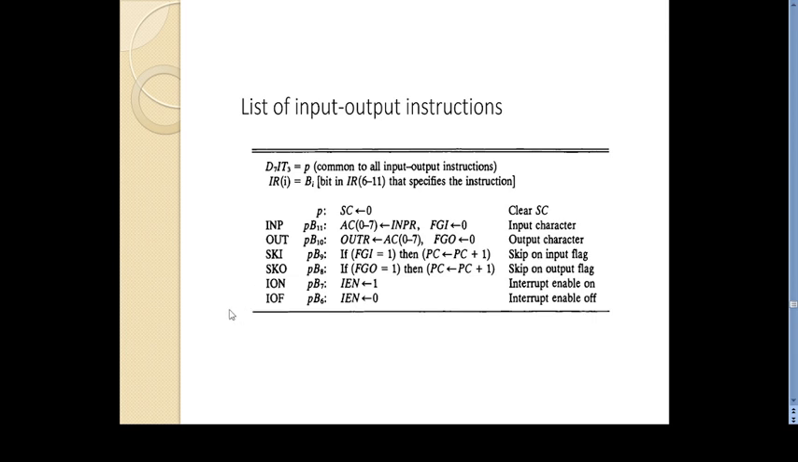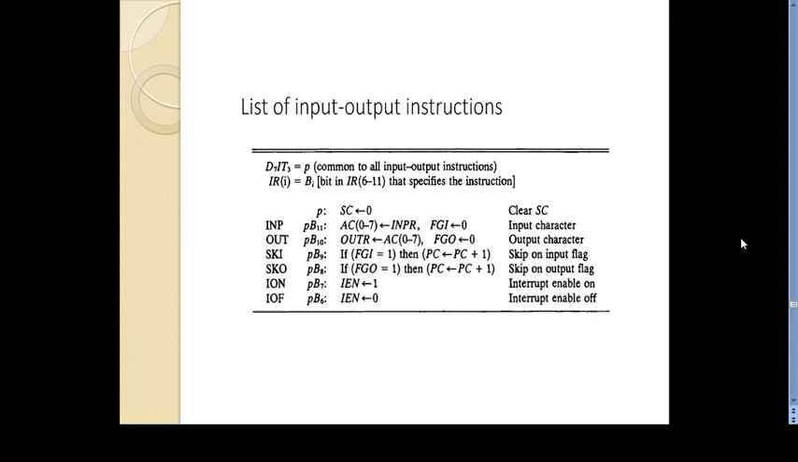The first instruction is INP, that is when i equals 11. So P B11. The INP instruction transfers the input information from INPR into the 8 low order bits of the accumulator. You can see here INPR, then an arrow to AC(0-7). So the low order 8 bits are transferred from the INPR register to the accumulator, and it also clears FGI, that is the input flag, to 0. So this is how P B11 works.